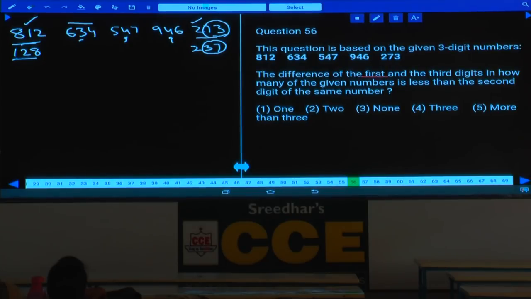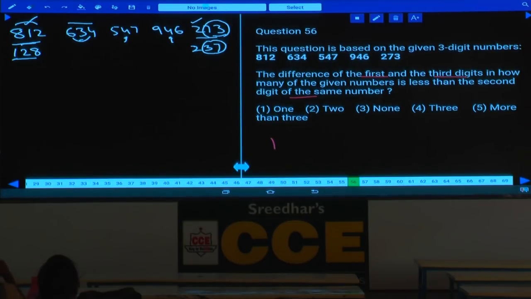In how many of the given numbers is the difference of the first and the third digits lesser than the second digit? Now the difference between 8 and 2 is 6. Is this 6 lesser than the second digit or more? More than the second digit. Hence 812 cannot be such a number. Then 6 and 4, what is the difference here? 2. Is this 2 lesser than 3? Yes, there is one number as of now.